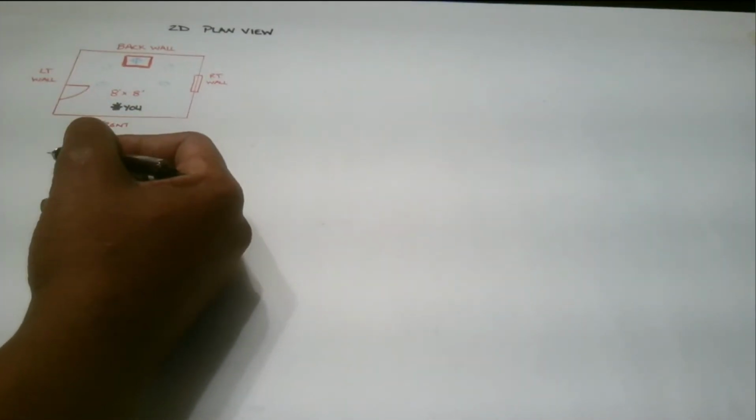So what we're going to be doing is creating, again, this floor plan. So right now we have a 2D plan view. This plan view is a floor plan of a space. You have that size of the room, which is an 8 by 8, and it shows and calls out our different walls.